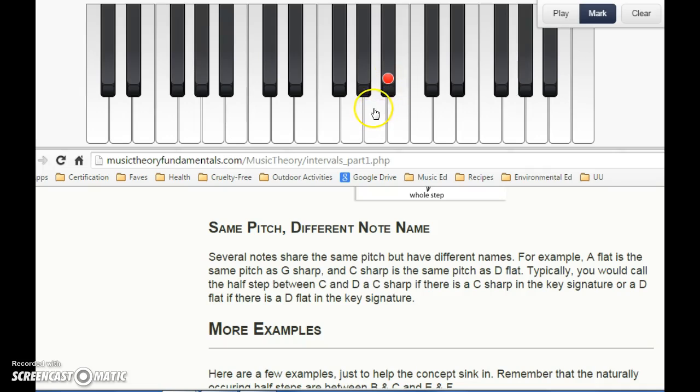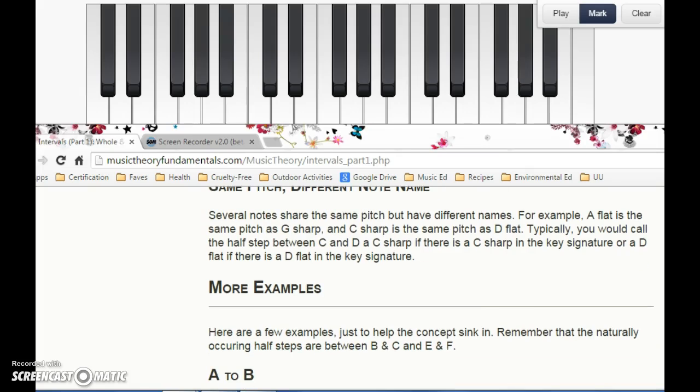You'll notice that A sharp and B flat land me on the same exact key on the piano. And if I play this key on the piano, whether I call it an A sharp or a B flat, it's going to sound exactly the same. So an A sharp and a B flat are enharmonic tones. It just means that there's two names for one key. Pretty simple.